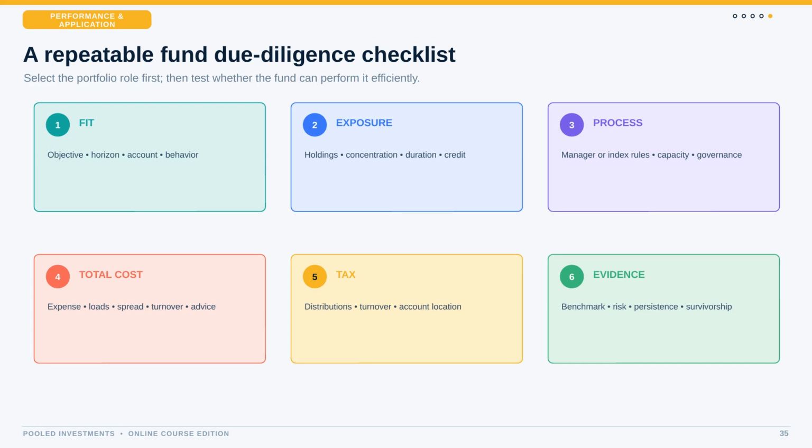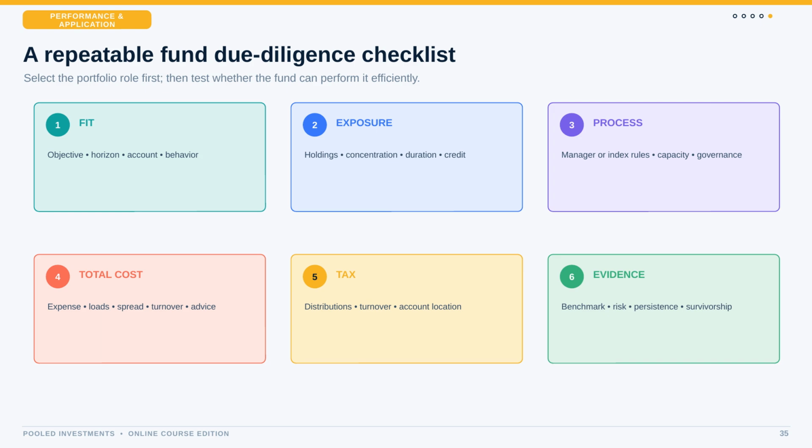A practical fund review begins with fit. Identify the objective and the role the fund should play. Then examine the benchmark, holdings, concentration, duration or credit exposure, and the sources of return and risk. Compare the expense ratio, shareholder fees, trading costs, turnover, and tax characteristics. Review the manager or index methodology, governance, assets, liquidity, and capacity. Finally, judge performance over multiple market environments using the correct benchmark and risk measures.